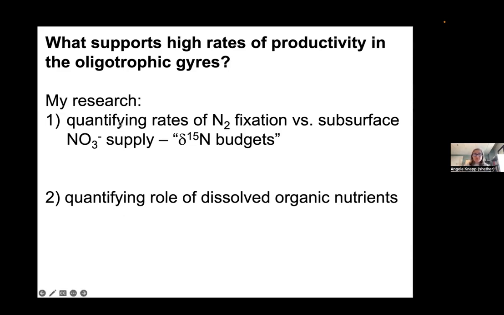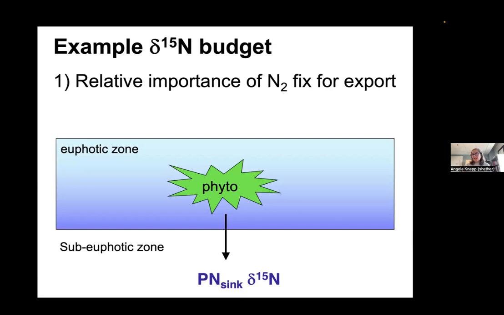So what I want to do is start by introducing you to delta N15 budgets if you haven't met them already. Okay. I love delta N15 budgets because they tell us two really important pieces of information. The first is the relative importance of subsurface nitrate and N2 fixation for supporting export production in oligotrophic systems. So this is my cartoon schematic of the euphotic zone, and this is my version of a phytoplankton that sinks out of the euphotic zone.